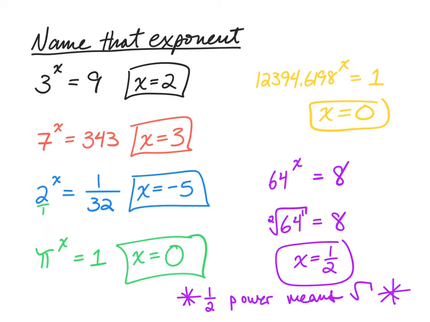I guarantee if you go around your room or around your house, especially in 2020 when we are all social distancing and staying home, your parents or your kids will just think that you're either crazy or super smart. Or both, I guess, would be fine. I'm hoping they think you're super smart. If you walk around and say half power means square root means half power. Let me know how that works for you.